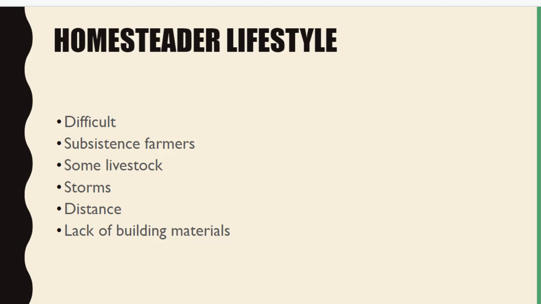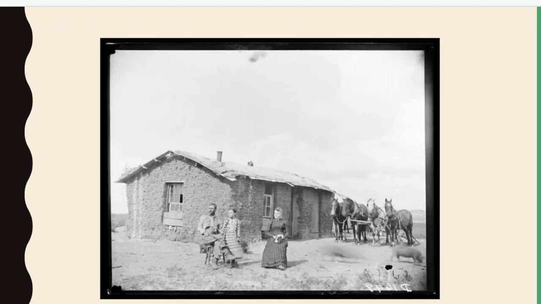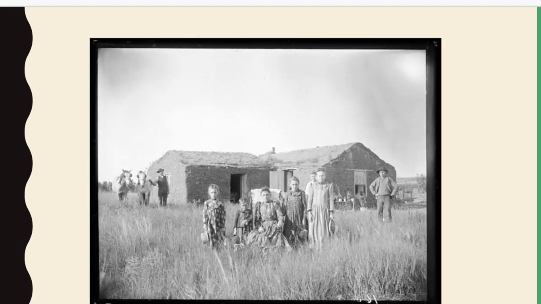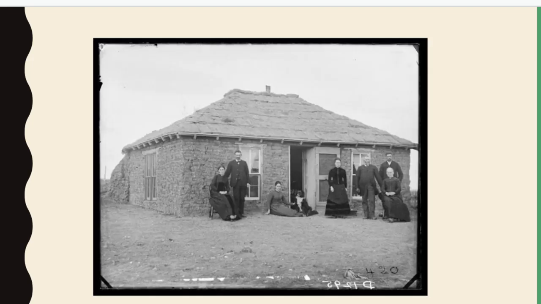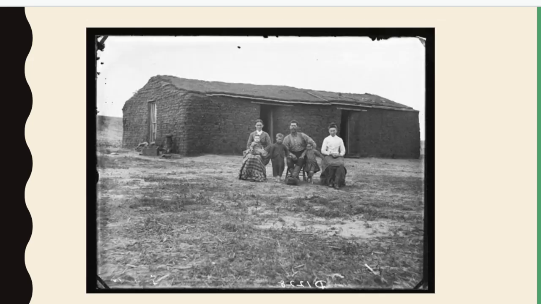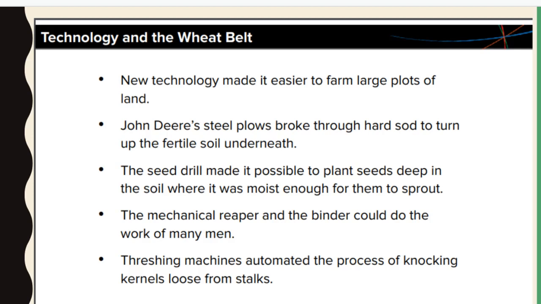Of course, there were a lot of storms. There's a far distance between different places to go and get supplies. And there was also a lack of building materials. As we looked at some of those images that we saw before, you could see there's not a lot of trees prevalent in a lot of this image because of the way the land looks. It is so flat in that way.